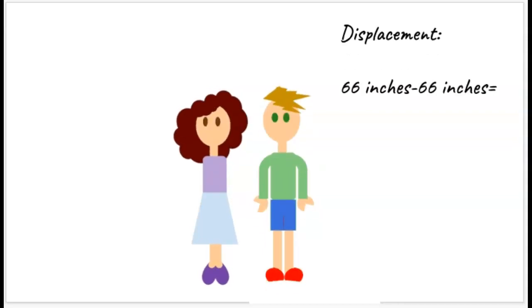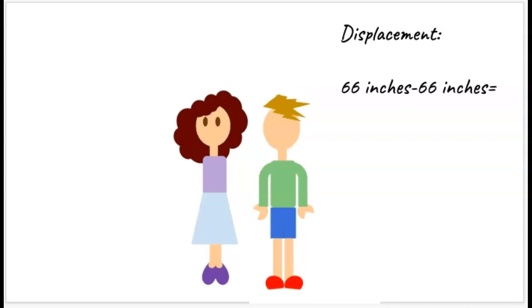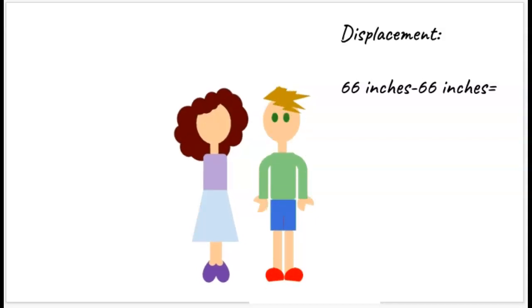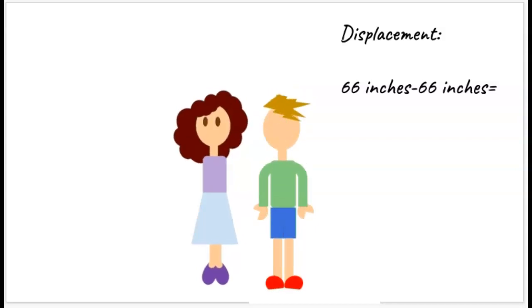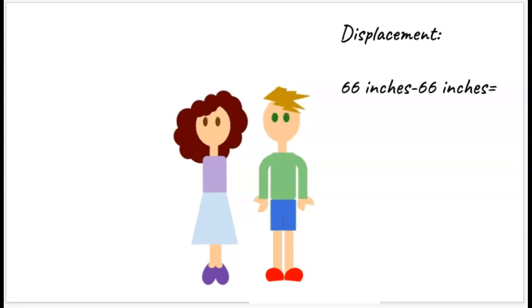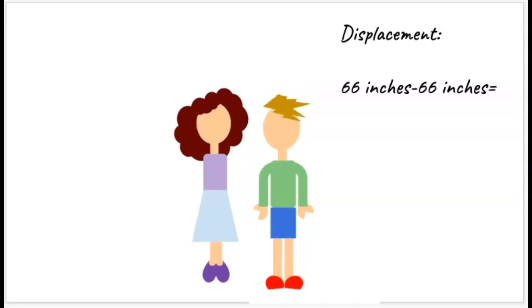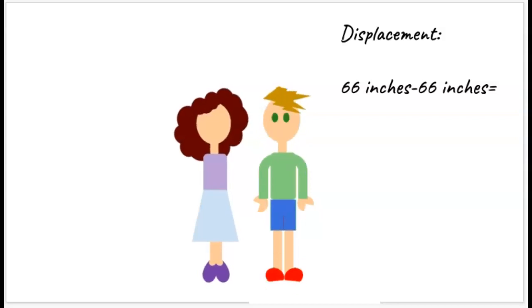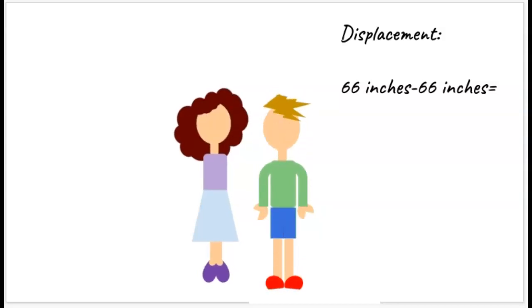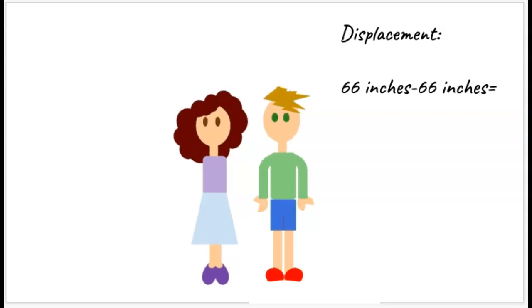What about our displacement? Now remember, displacement is different from distance, because displacement is the difference in where you started and where you ended up. Well, in this case, we came right back to where we started. So we were 66 inches apart. We moved 66 inches back together.